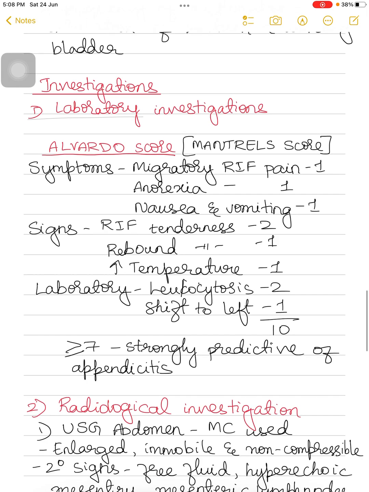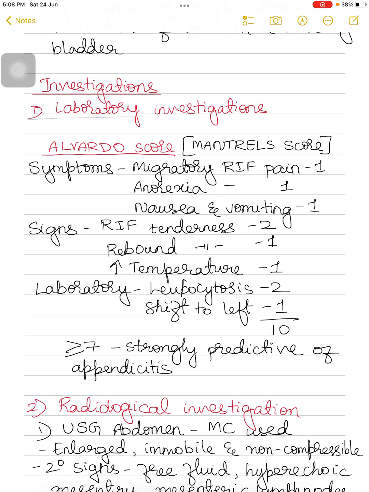Coming to investigations, laboratory investigations: mainly there will be leukocytosis and an increase in neutrophils and band forms, known as shift to left. So we need to calculate the Alvarado score, which is a very good predictor of appendicitis.